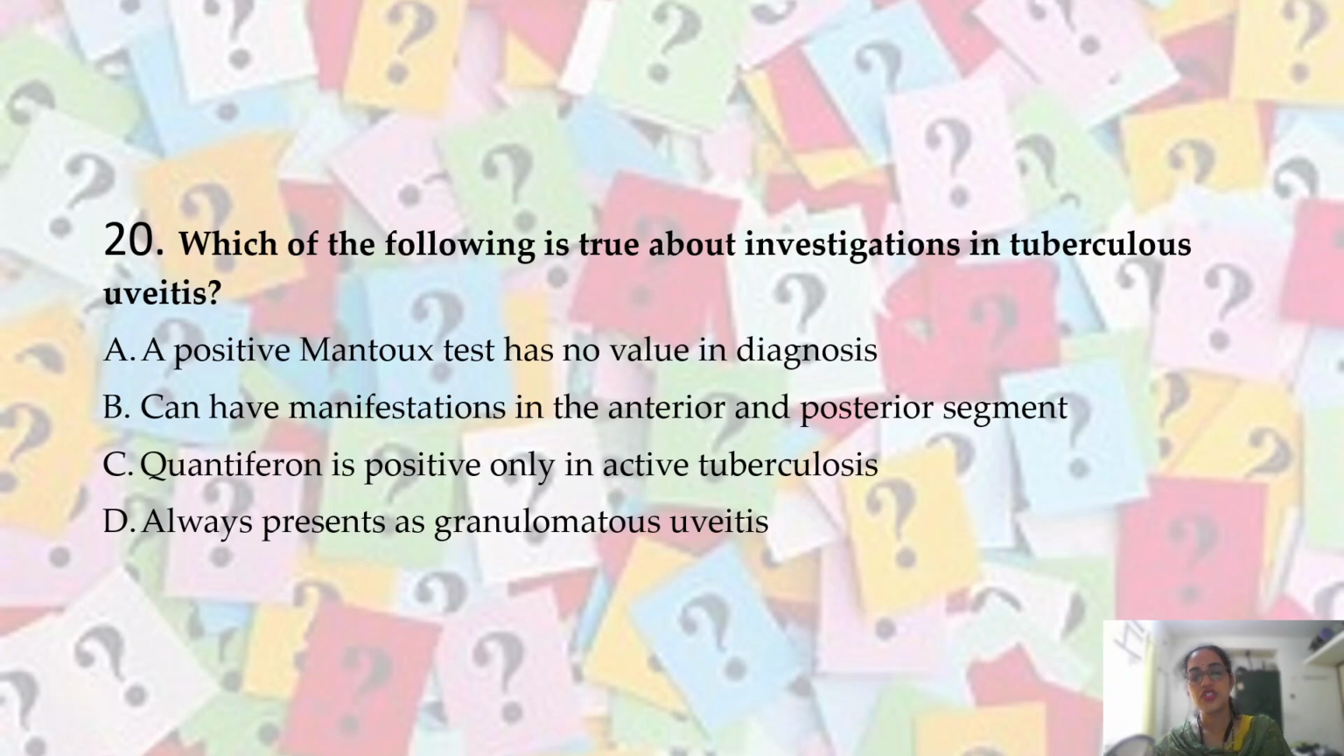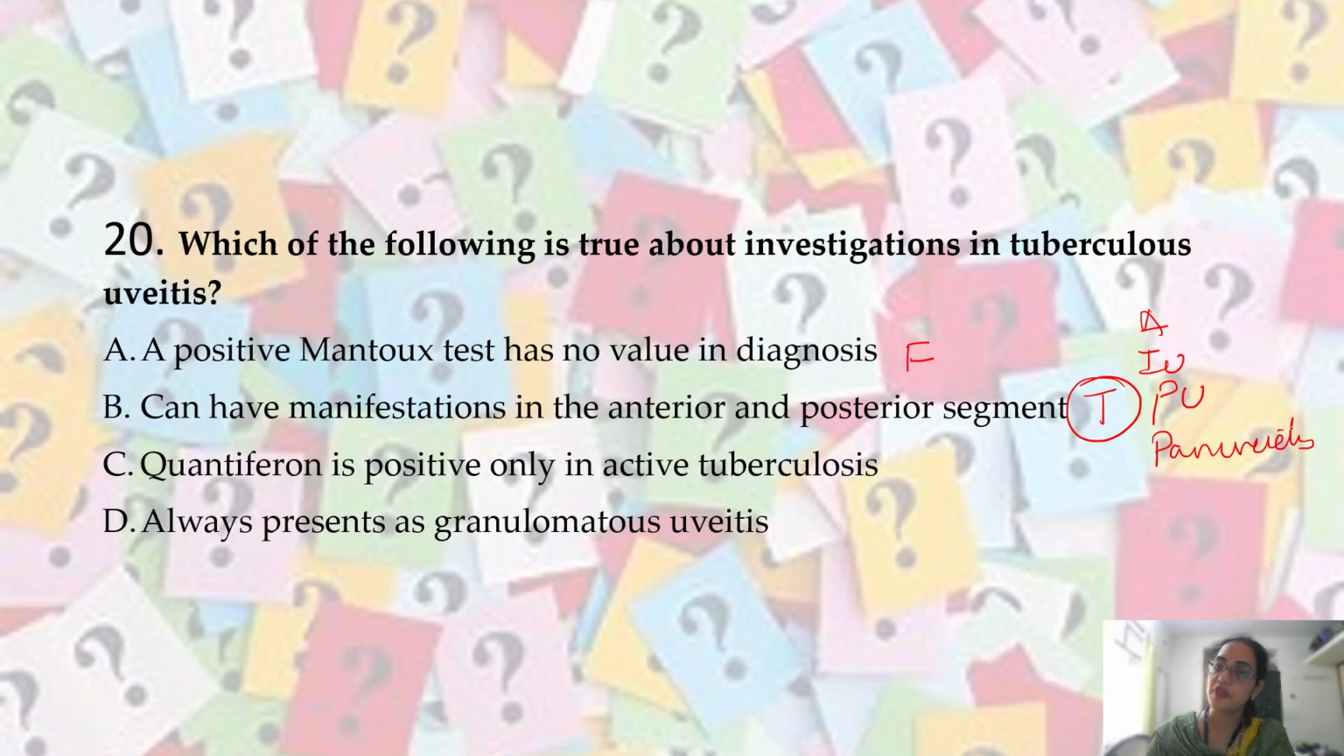So which of the following is true about investigations in tuberculous uveitis? Tuberculosis is the most common cause of uveitis in India. A positive Mantoux test has no value in diagnosis. Of course it has a value. So this is false. Can have manifestations in the anterior and posterior segment too. Okay, tuberculosis has a lot of manifestations. It can cause anterior uveitis, intermediate uveitis, posterior uveitis, panuveitis.